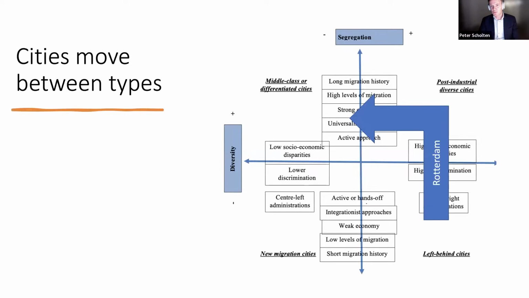Then 2 conclusions. One is that we see cities moving around between types, like the city of Rotterdam has moved from being a left behind city to being a post-industrial city. And now in terms of diversification, moving more towards type 1, a more middle class or differentiated type.